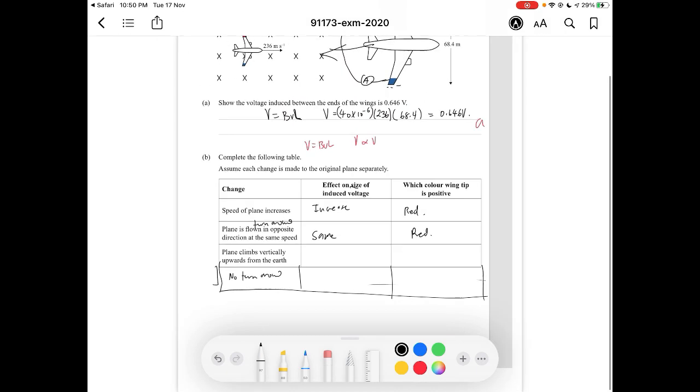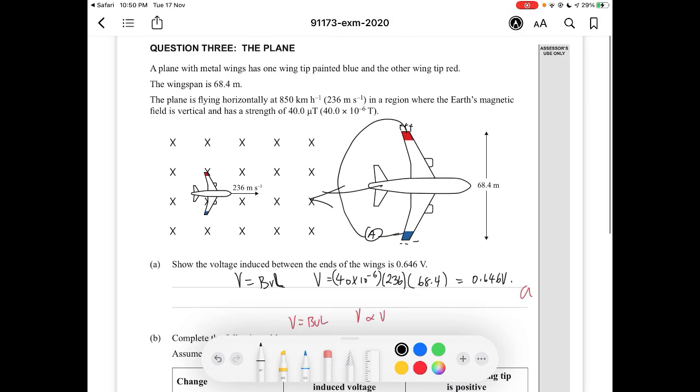So, the plane climbs vertically upwards from the Earth. For this one, some people have said this question is interesting and it's very confusing. But if you just read the question, you'll see that the Earth's magnetic field is vertical. Very easy to miss. The Earth's magnetic field is vertical. Therefore, into the page here is vertical.